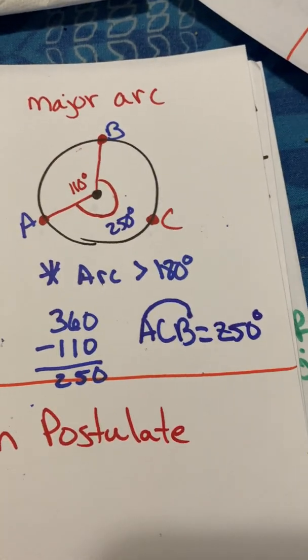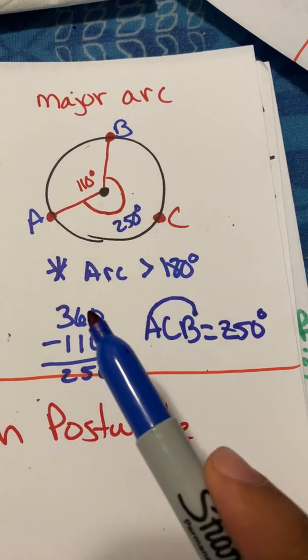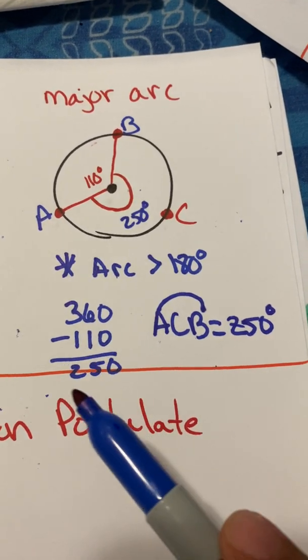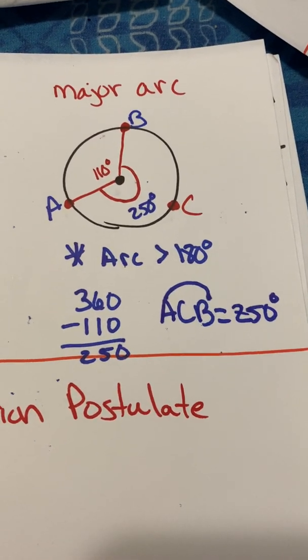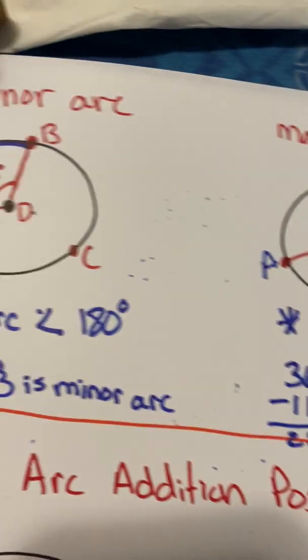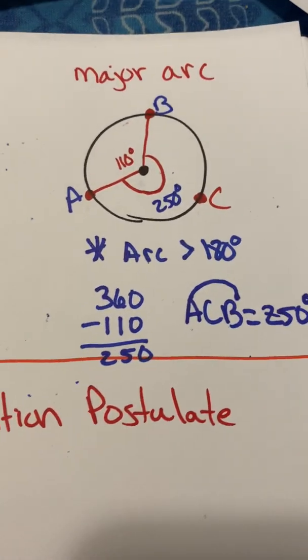And we got 250 by subtracting 110 from 360. So, any questions? That's minor and major arc.